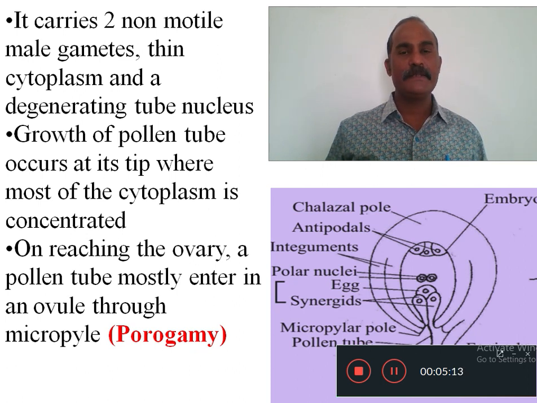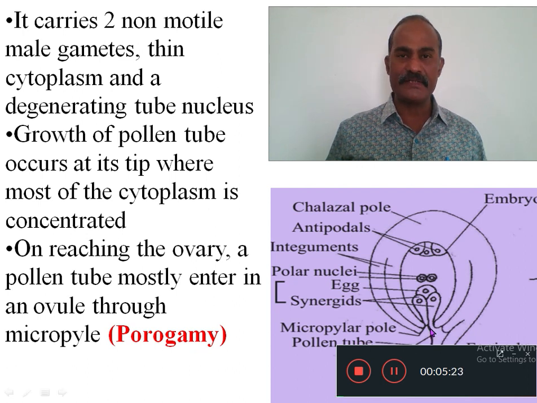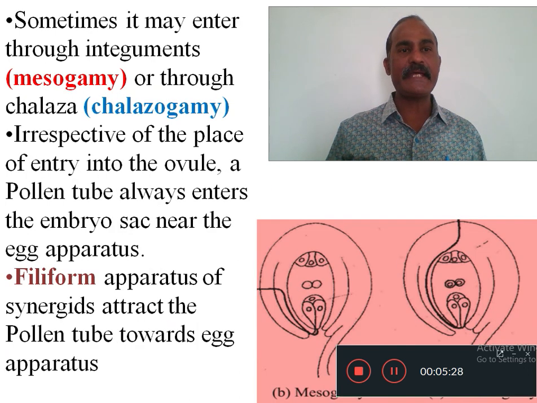And if the pollen tube enters into the ovule through the micropyle, the process is called porogamy. Here in the diagram you can see the entry of the pollen tube is through the micropyle, and this process is called porogamy.